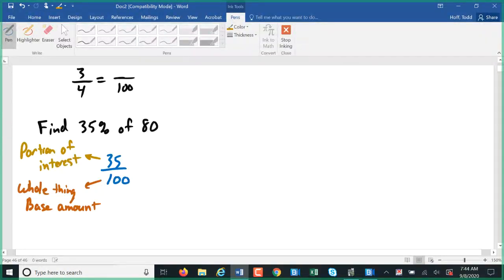So the way you could think of this 35% is we have 100 items. That's the base amount. But we're only interested in 35 out of those 100 items.